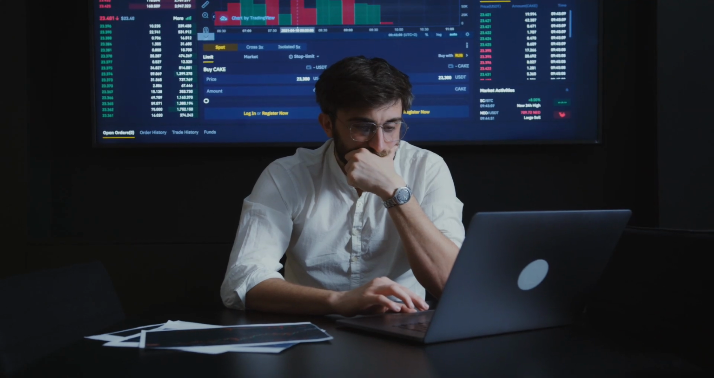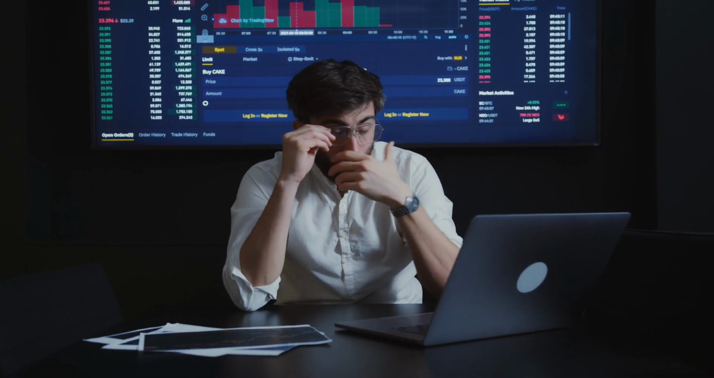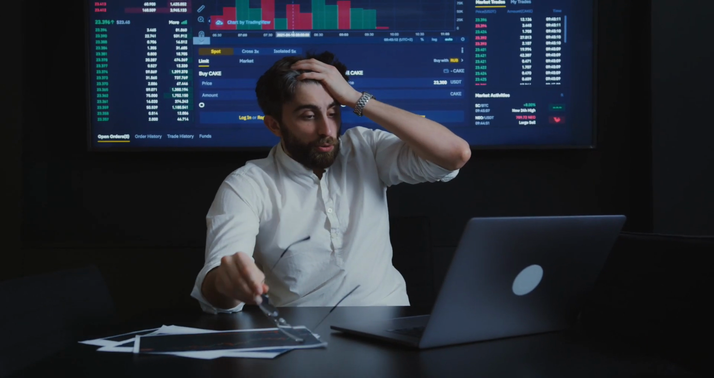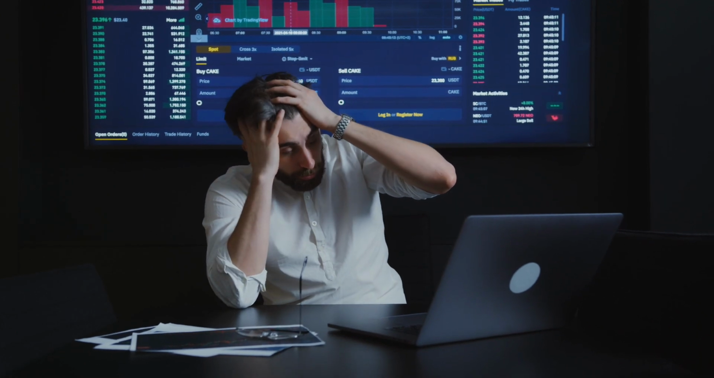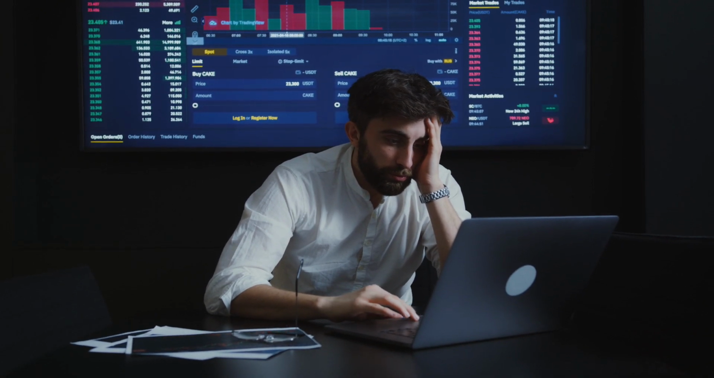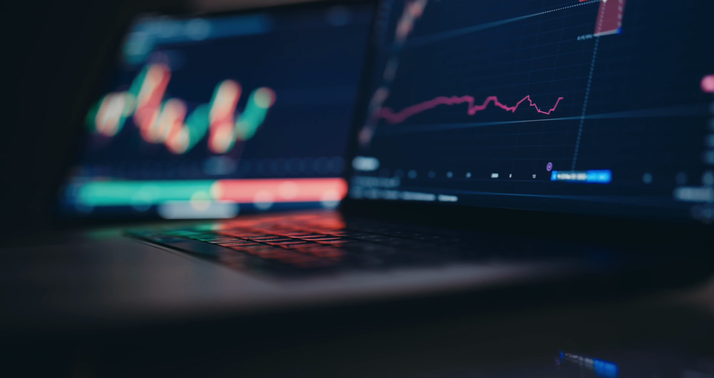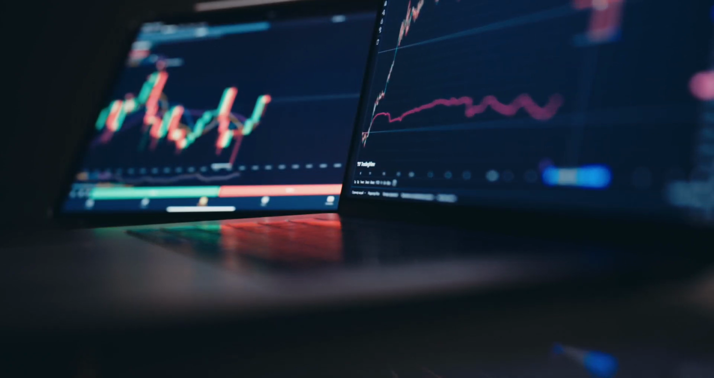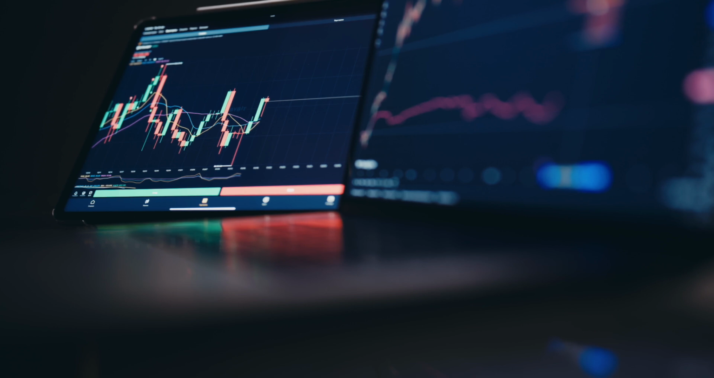Have you ever wondered why most retail traders get stopped out right before the real move starts? It's because the market hunts liquidity before it actually moves. But here's the good news. If you understand order blocks and how to properly use them, you can enter where smart money, banks and institutions are entering.